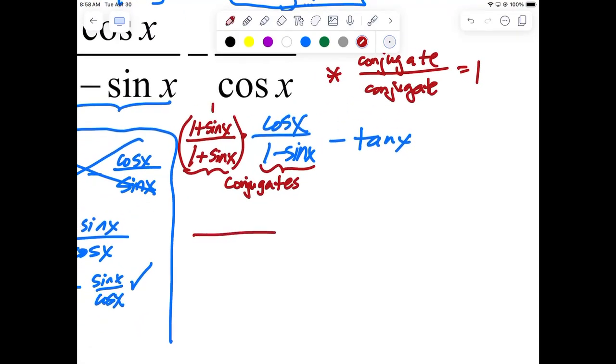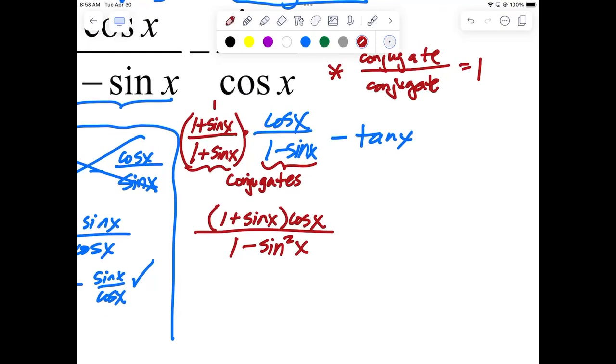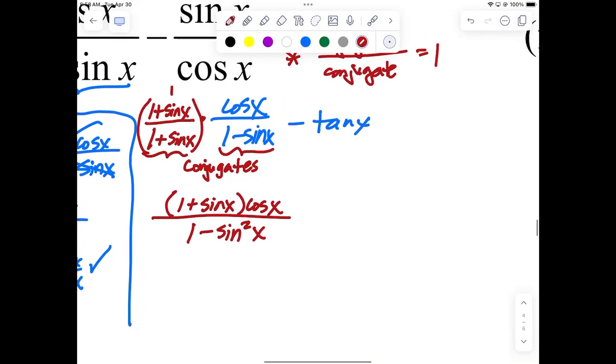Now, let's see what happens in the bottom. 1 plus sine of x times 1 minus sine of x is 1 minus sine squared of x. Now, in the top, don't distribute. We don't want to expand out the top. We want to leave it factored because the whole reason we multiplied by the conjugate was to expand the denominator, not the numerator. If we leave the numerator factored, we can eventually divide out common factors. And of course, I still have minus tangent of x.